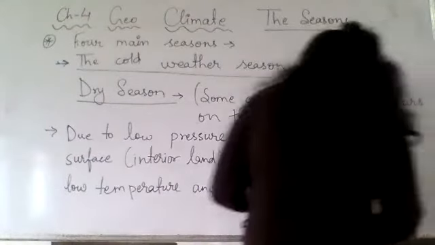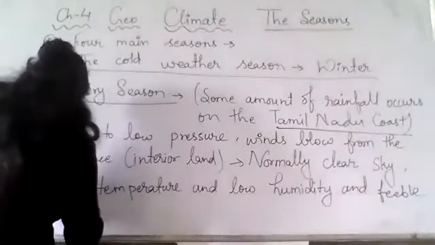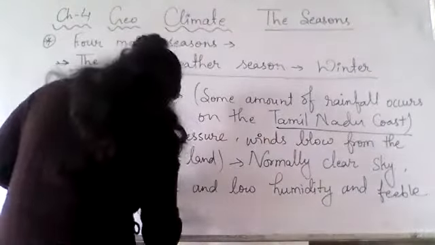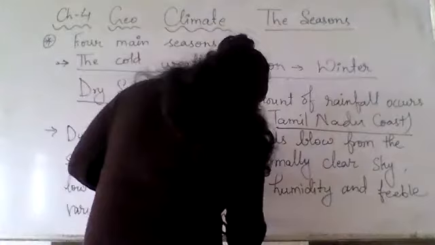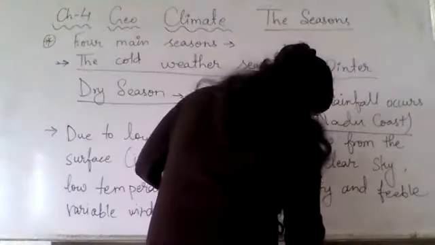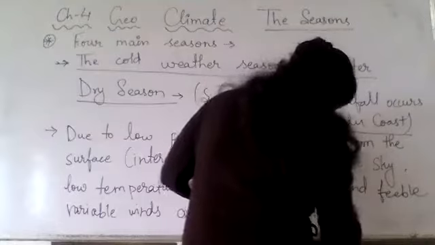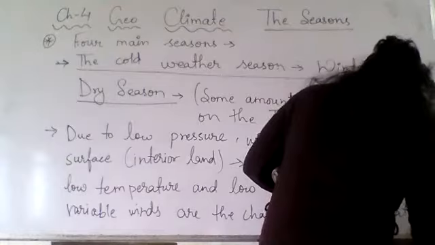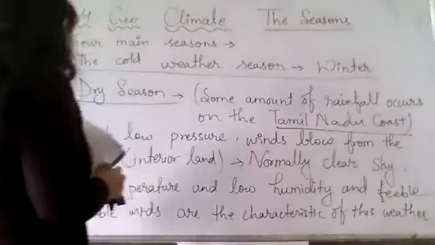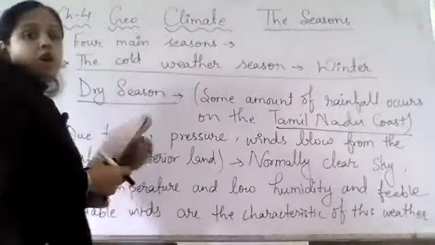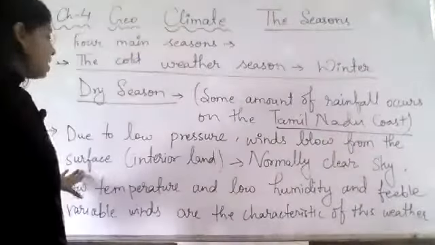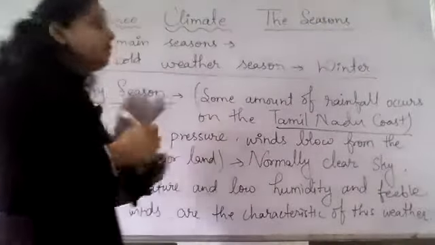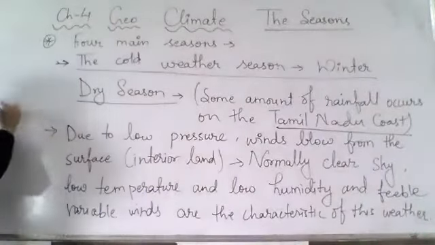Full variation. Variable winds are characteristic of this wind. So, if you see, due to low pressure, winds flow from the surface, that means interior land. Now, if you see, the wind is blowing in the opposite direction, right?